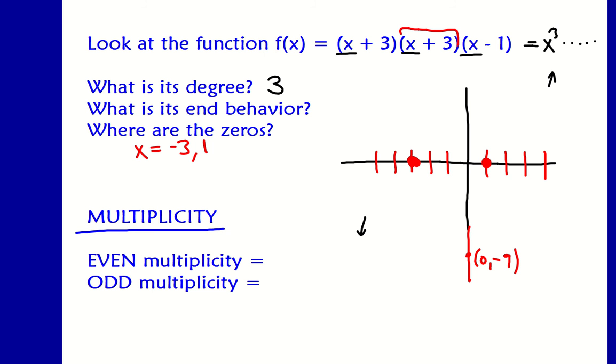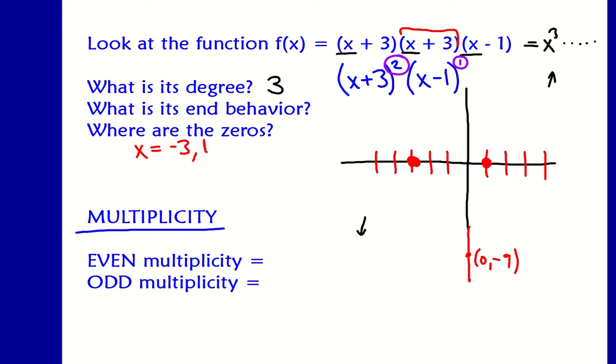Multiplicity means how many times is that 0 a 0? Or how many times does that zero's factor appear in the polynomial? So in this case, I could write this polynomial as (x plus 3) quantity squared times (x minus 1). So the fact that there are 2 copies of the x plus 3 factor means that that factor would have even multiplicity, whereas the x minus 1 factor is to the first power, and so that would be odd multiplicity.